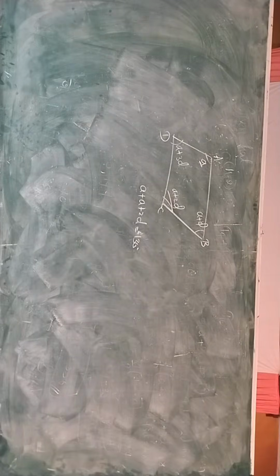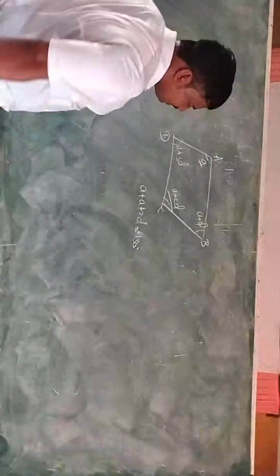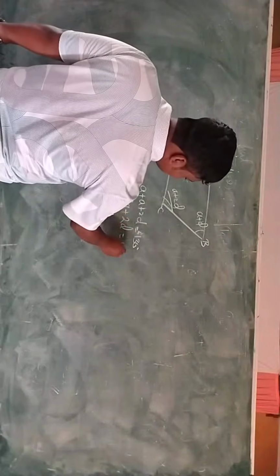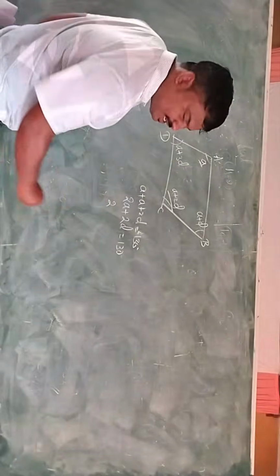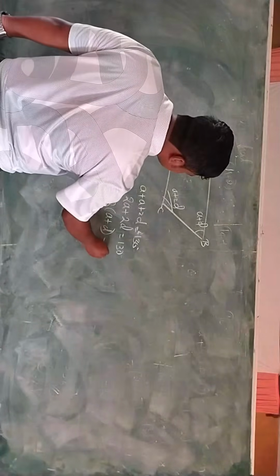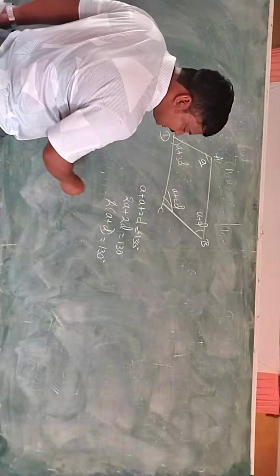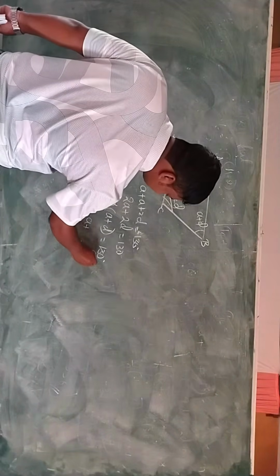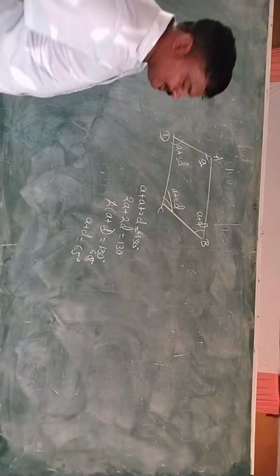Are you finished with it? See, only one condition is given. a and a plus 2d sum to 130 degrees. 2a plus 2d is equal to 130 degrees. 2 is common, take it outside: 2 into bracket a plus d is equal to 130 degrees. So a plus d is 65 degrees.